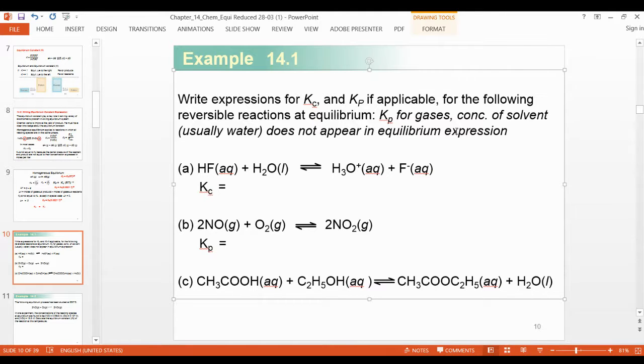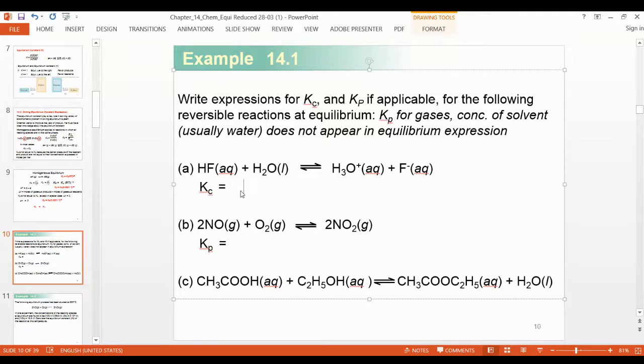Okay, so how do you write Kc for this? This is aqueous and water is. Are you able to write? Anybody? Kc is just, as I told you, the equilibrium constant, right? You have to follow the law of mass action, which I already taught you in the previous three slides. So Kc is equal to the product of all the products raised to the power of their coefficients divided by the product of all the reactants raised to the power of their coefficients. This is the way to write.